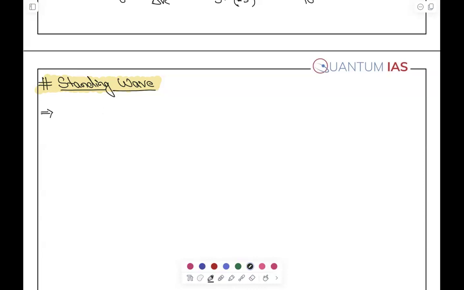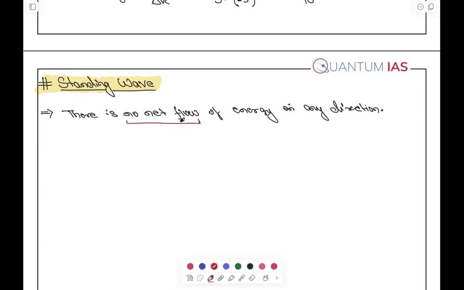A standing wave is a situation when there is no net flow of energy in any direction. This is very important to understand, that I am talking about the net flow. But if someone asks, is energy flowing in the X direction? Yes. Is energy flowing in the minus X direction? Yes. But there will be no net energy flow anywhere. So you have to understand this.